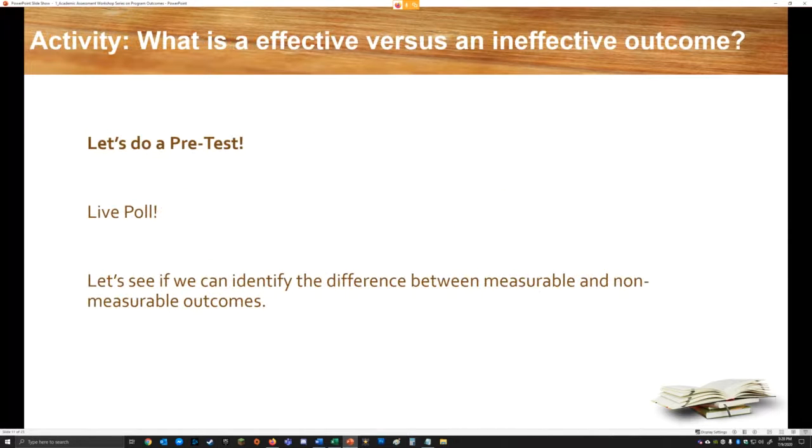Okay, so I have a little activity here. It's a little pretest. I went and got some program outcomes that I found on the internet, and some are better than others. So I'm going to do a poll in just a moment, and I would like you guys to vote on which ones you think are the better outcomes. Shake it up a little bit. Let's see.